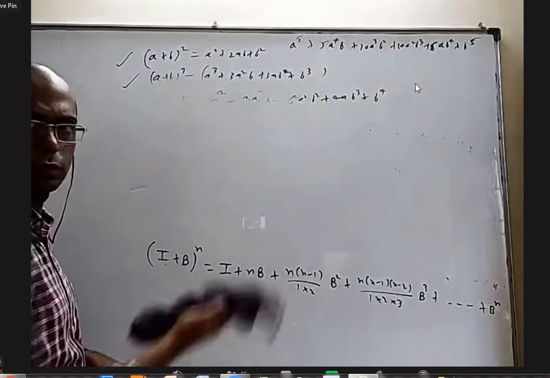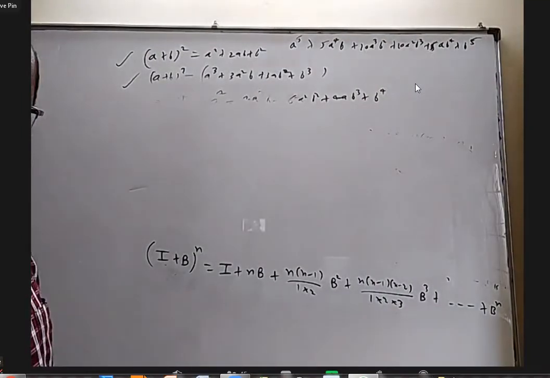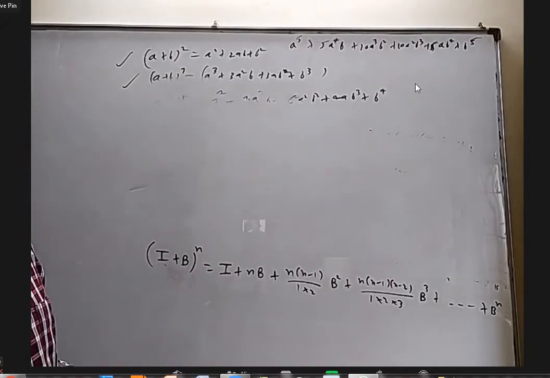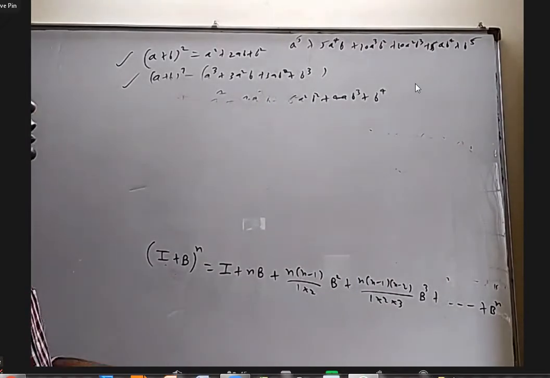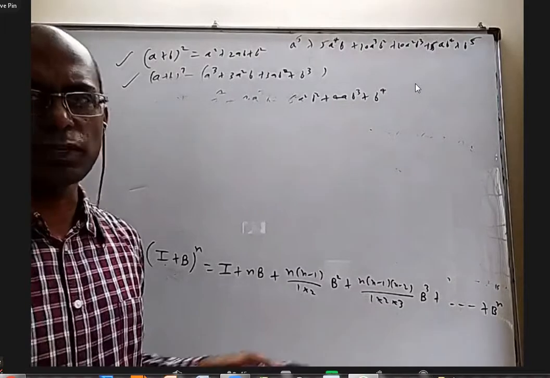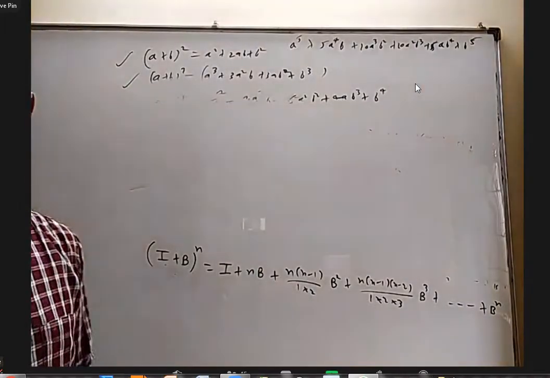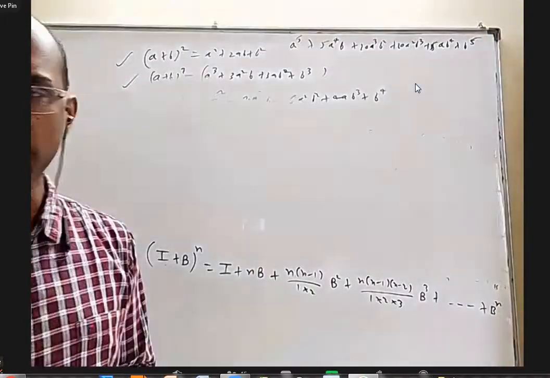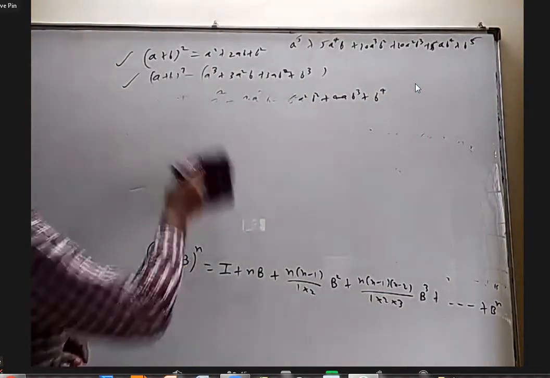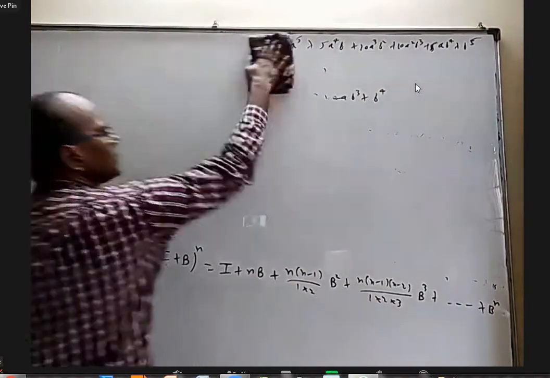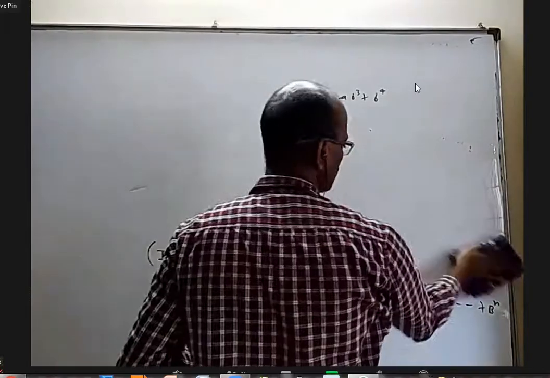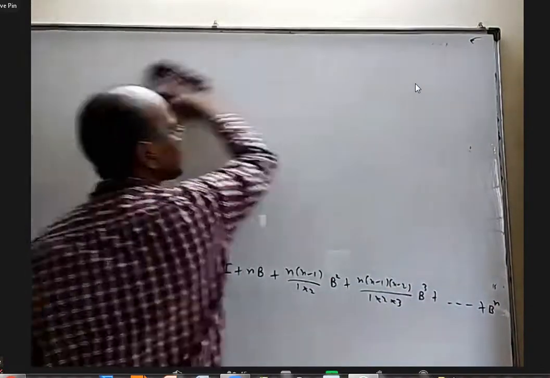Sir, like (a plus b) to the power of n, we'll also have (a minus b) to the power of n, or else we should substitute minus in place of b. Wherever b is there, write minus b, you could get the formula for (a minus b) whole power n. Or alternately plus minus will come. Either way is okay. The first one is positive, next negative, next positive. Okay, sir.